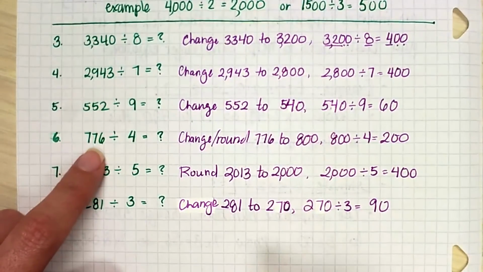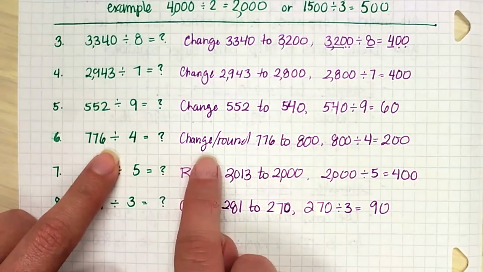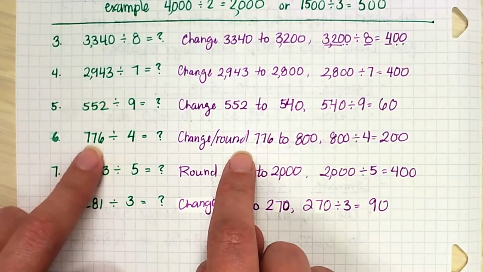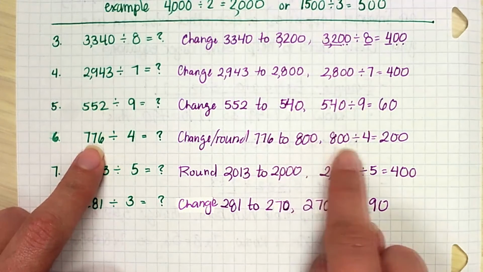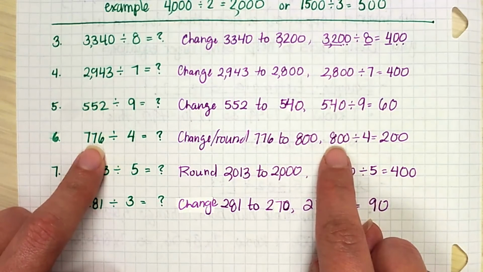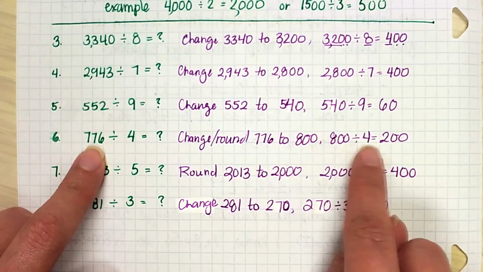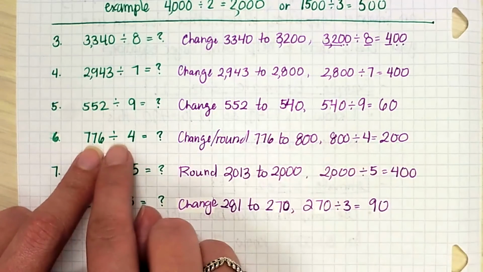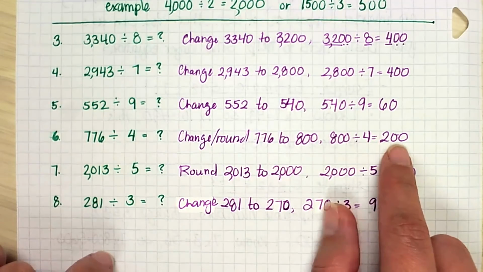For number 6, we have 776 divided by 4. I'm going to round up to the nearest hundred, make that 776 into 800, and then I'm going to divide that by 4. And I'm going to use my basic fact. So I know 8 divided by 4 is 2, so 800 divided by 4 is 200. 776 divided by 4 is about 200.